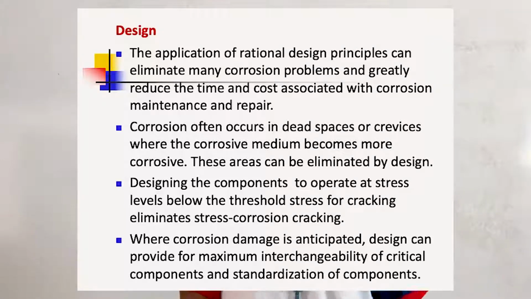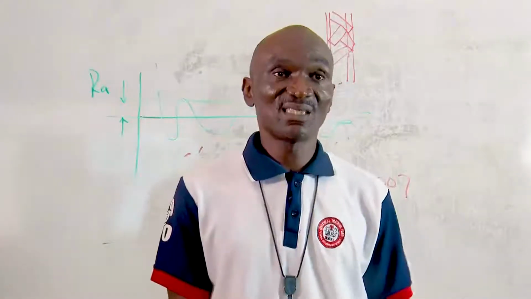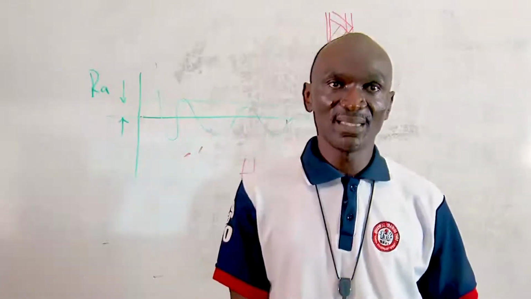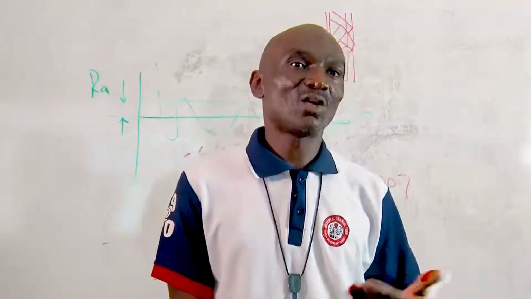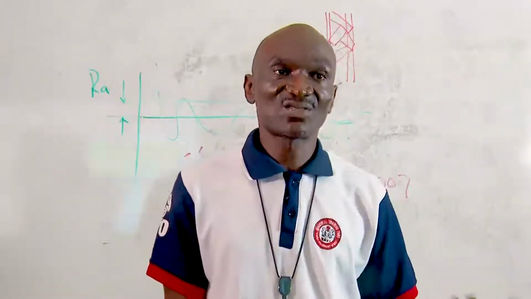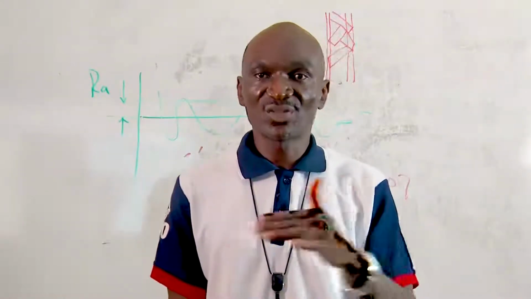As you are designing the machine, you try to forecast, or you foresee, what is going to happen when the machine is actually installed where it will be used, the environment, and all the dangers associated with corrosion that you foresee, you eliminate them as part of the design. So you design machines that will not even be susceptible in the first place before you talk of controlling this thing. Designing the components to operate at stress levels below the threshold stress.